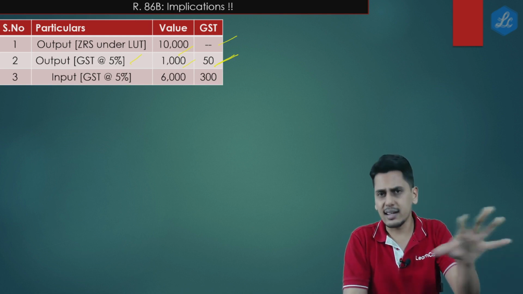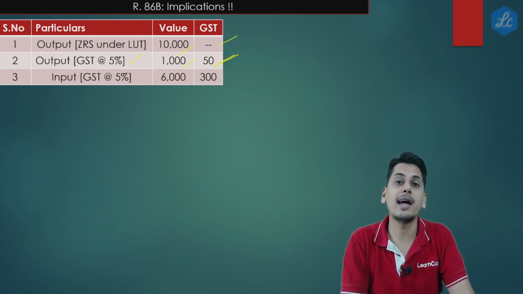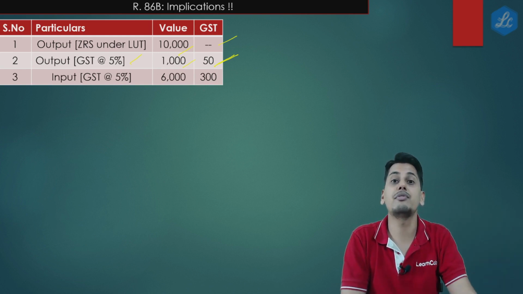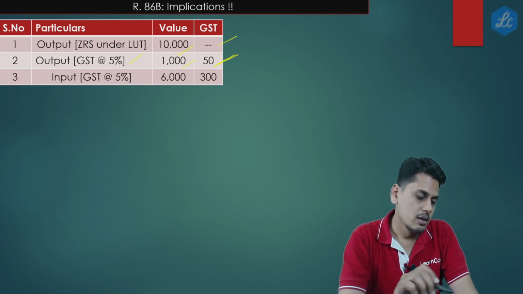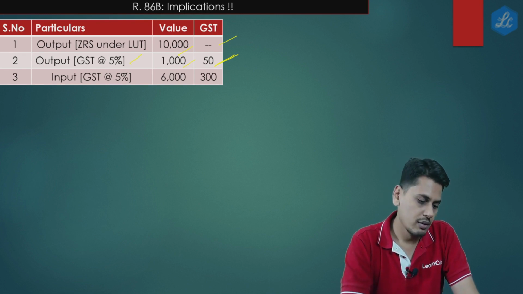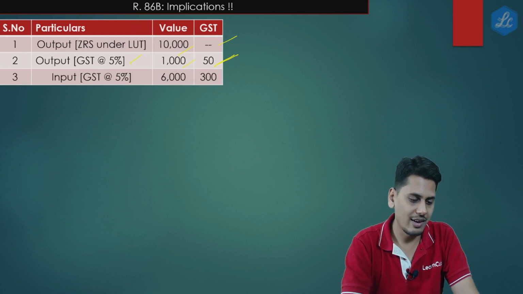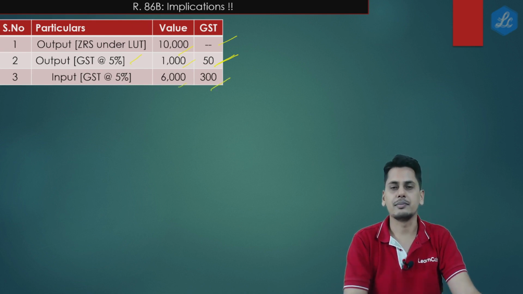Input, please let us assume everything is in crores because 86B would apply only when the value of taxable supplies exceeds 50 lakhs in a month. So please assume everything is in crores. So output GST at 5% is 1000 and 50 is GST thereon. Input GST at 5%, inward value is 6000, GST thereon is 300.